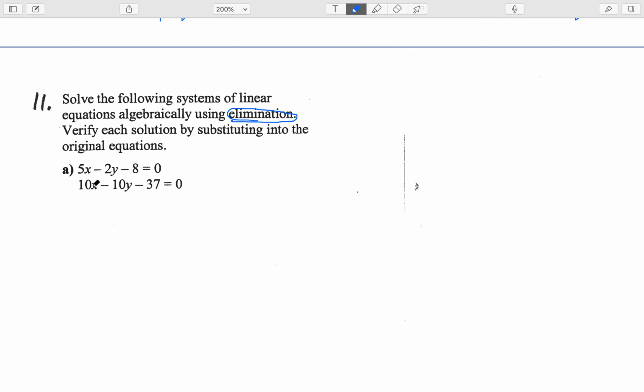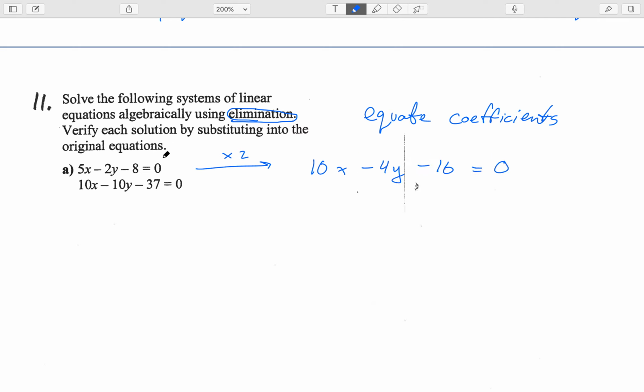Now, here's the problem. These are not the same: 5x, 10x. But if I double the first one, it'll become the same. So I'm going to do this one times 2. I'm going to equate the coefficients. In other words, I'm going to make the coefficients the same. So if I double it, I get 10x minus 4y minus 16 equal to double 0, it's still 0. So I doubled everything here, right? You do it to one side, you do it to both sides of the equation.